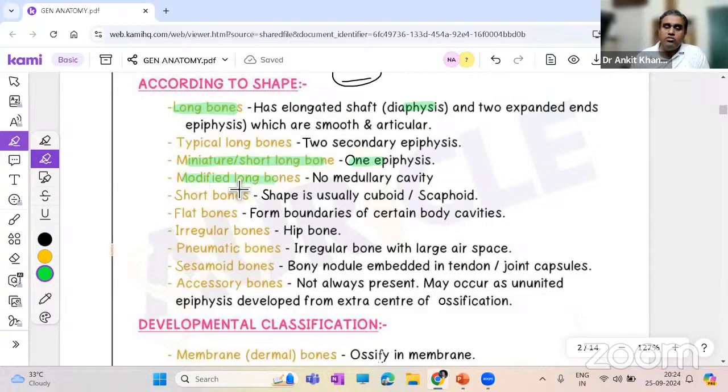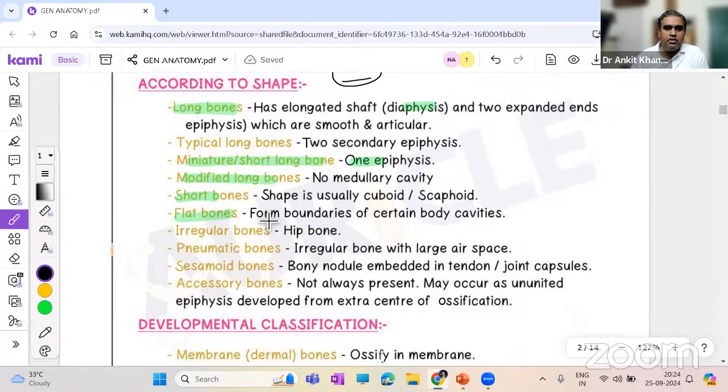Then here, modified long bones, with some other modification where you don't have a medullary cavity. Then we have short bones like the carpals over here. The 8 carpals are classified as short bones. Then we have flat bones, for example, the sternum. In front of the chest, we have the sternum bone, a flat bone. Irregular bones don't have a definite shape; they are formed by a combination of multiple bones. For example, the hip bone over here, we have the ilium, ischium, and pubis.